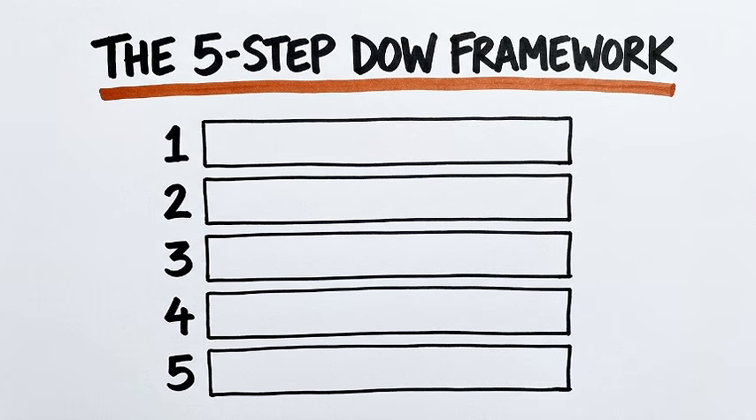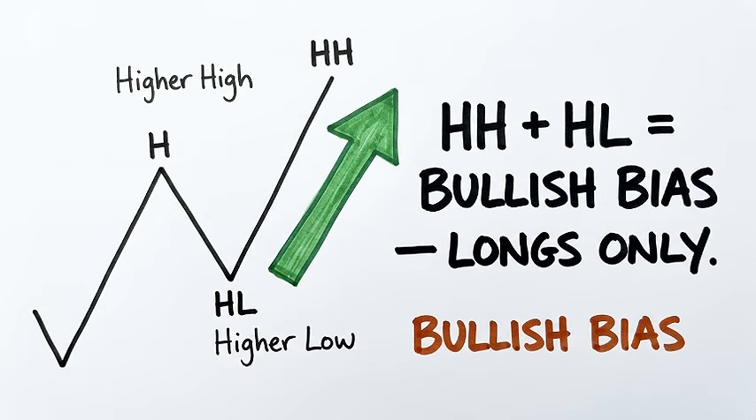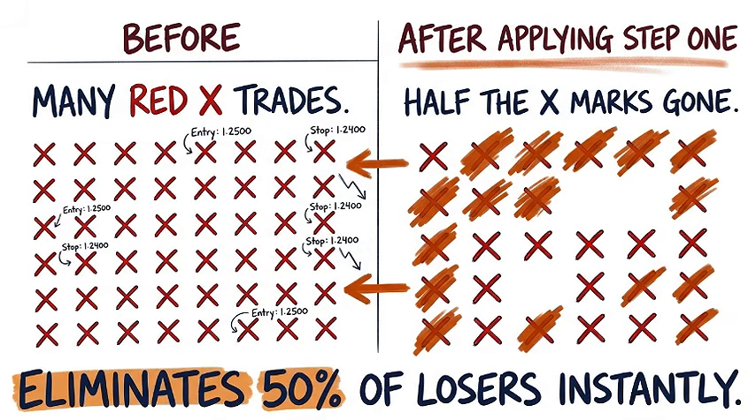Now let's compress everything above into a practical framework you can apply to any chart beginning with your next trading session. Step 1. Define the primary trend. Open your weekly or daily chart. Read the swing structure. Higher highs and higher lows means your bias is bullish. You only look for long trades. Lower highs and lower lows means your bias is bearish. You only look for short trades. This single step eliminates roughly 50% of your losing trades immediately because you stop fighting the primary trend.